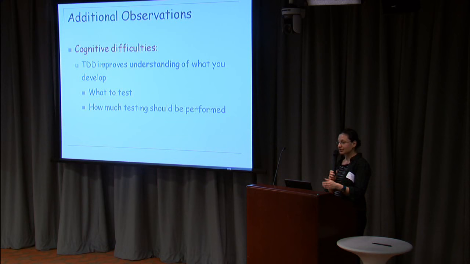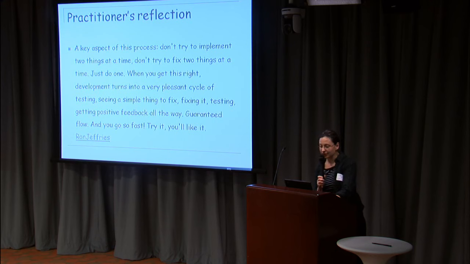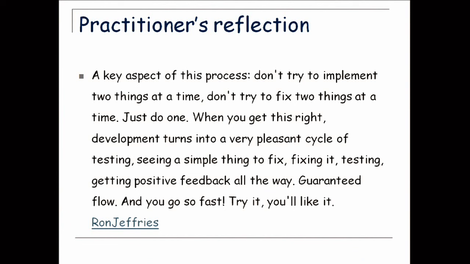Let's see how it is reflected in a practitioner, Ron Jeffries. A key aspect of this process of TDD, don't try to implement two things at a time. Don't try to fix two things at a time. That means reduce the cognitive complexity. Just do one. When you get this right, development turns into a very pleasant cycle of testing, seeing a simple thing to fix, fixing it, testing, getting positive feedback all the way. Guaranteed flow. And you go so fast, try it, you will like it.